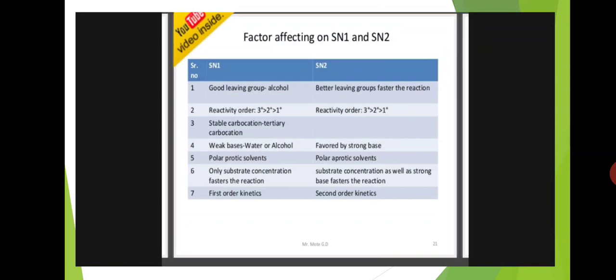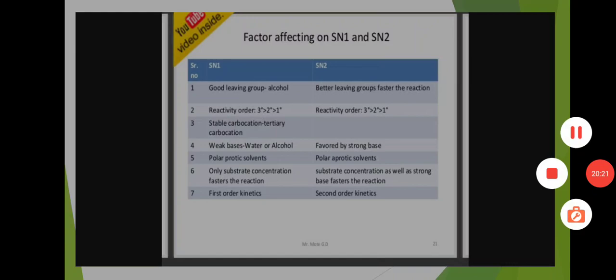In SN1 only the substrate concentration speeds up the reaction, but in SN2 the substrate concentration as well as the strong base speeds up the reaction. And the last factor is that SN1 follows first order kinetics and SN2 follows second order kinetics.